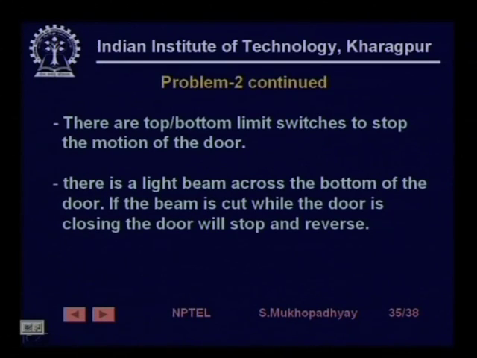There is a light beam across the bottom of the door. If the beam is cut while the door is closing, then the door will stop and reverse. Suppose you put something below it while the door is closing, you are trying to ensure that the door can actually close, because otherwise the door will get stuck. If the back of your car is sticking out, then the door will go and hit your car.